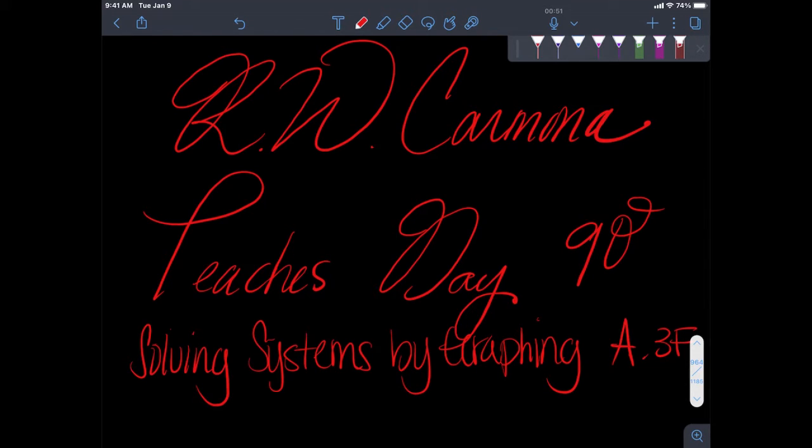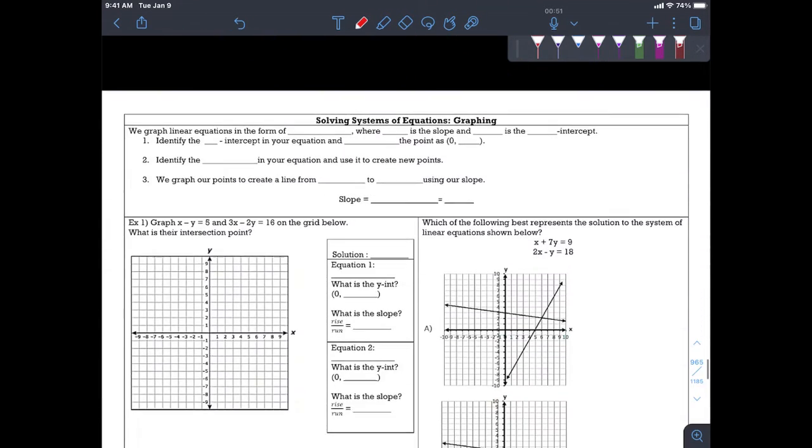This should help us whenever we're looking at it in a little bit more of an abstract way, like we do with substitution, elimination, and other things like that. Okay? So let's go ahead and jump in.